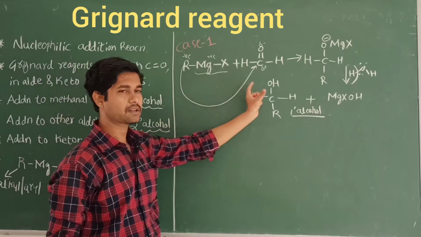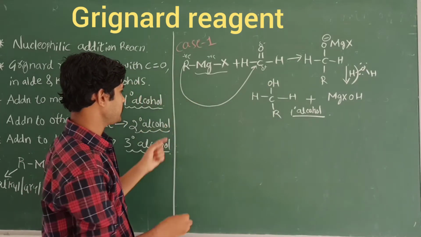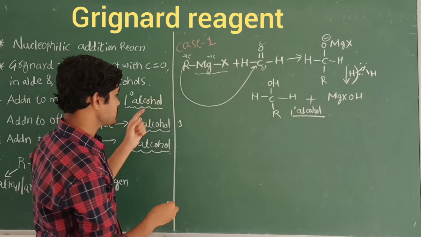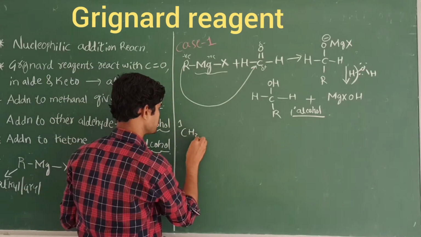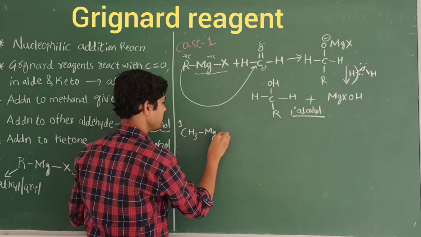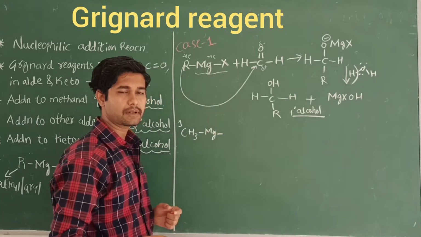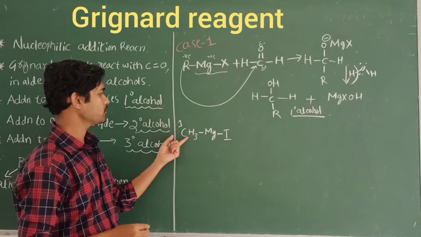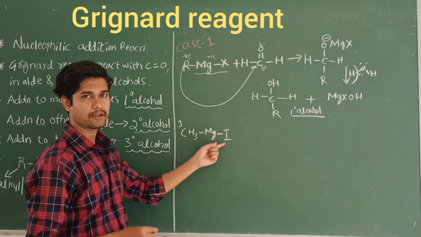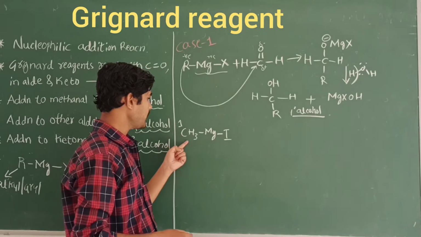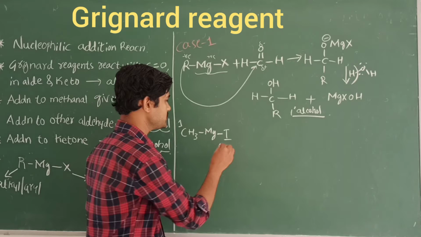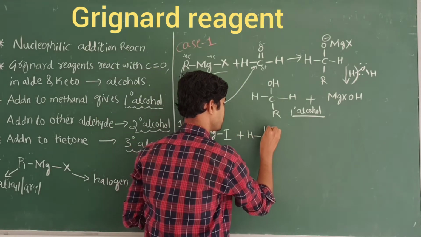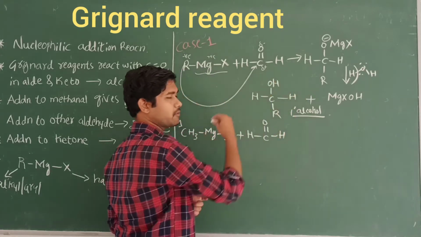Instead of this, I take one example: in the place of the R group, I take CH3, so CH3MgX. X is nothing but a halogen; I take the iodine. This is the methyl group, and in the place of X I take iodine. Its name is methyl magnesium iodide, which reacts with formaldehyde, HC double bond OH. The mechanism will be the same as this.